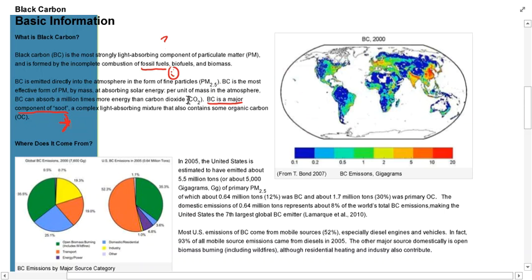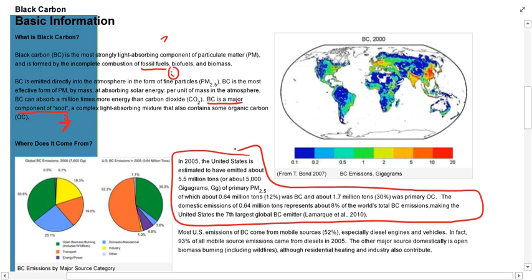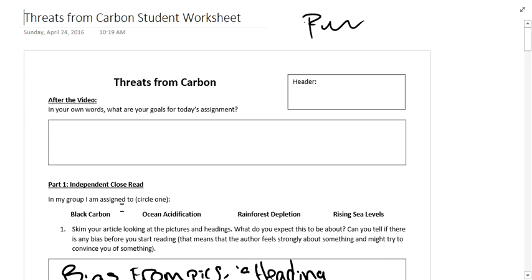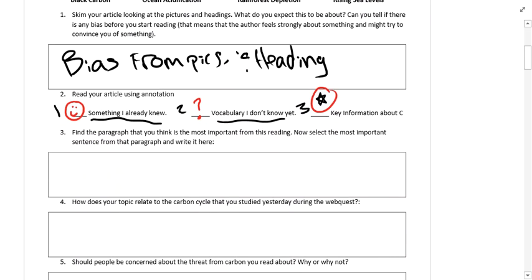As you're going along, one of the things that you're going to need to be looking out for is the most important paragraph and the most important sentence in that paragraph. So let's say that you think that this second paragraph is the most important out of this entire article. And within that, you think that the very first sentence is the most important. You're going to need to keep track of that for when you're making an argument to your team about what black carbon is and whether or not it's more or less dangerous than the rest of the things that you're learning about today.